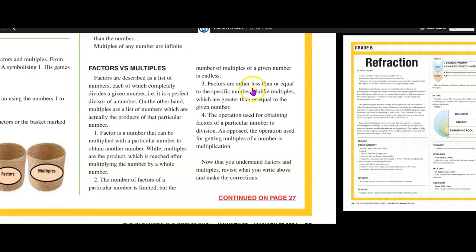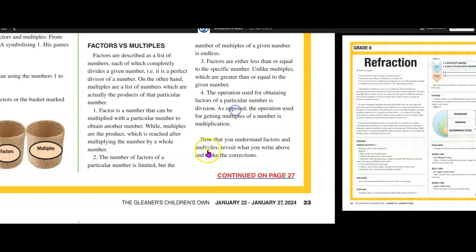3. Factors are either less than or equal to a specific number, unlike multiples which are greater than or equal to a given number. 4. The operation used for obtaining factors of a particular number is division, as opposed to the operation used for getting multiples of a number, which is multiplication. Now that you understand factors and multiples, revisit what you wrote above and make the corrections.